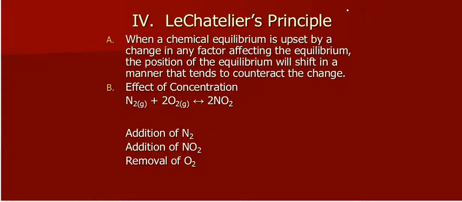If this system is at equilibrium, N2 plus 2O2 forms 2NO2, and I add some N2, I disrupt the equilibrium. If I add N2, I'm adding a reactant. The reaction is going to shift toward the right, according to Le Chatelier's principle, to counteract that change. So here's the rules for concentration. If you add something, it shifts in the opposite direction.